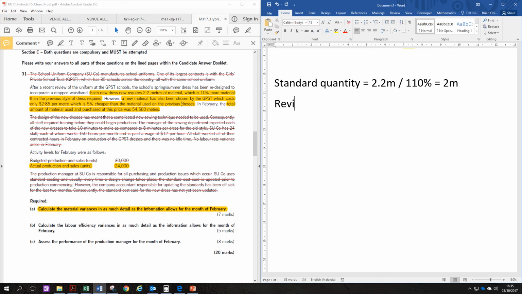You have a revised quantity, which is 2.2 meters. This is given. So this is given to you. And then you have your actual quantity. But in this scenario, you don't really need to calculate the actual quantity because they have given you the total amount purchased, which is 54560. So you don't need to worry about that so much.